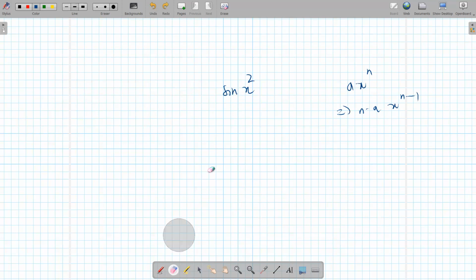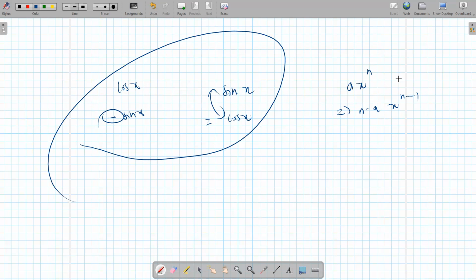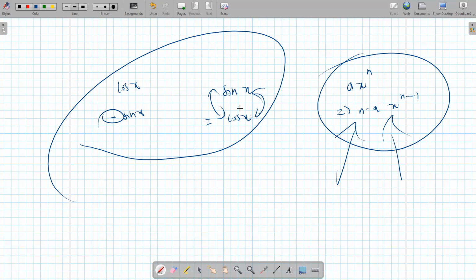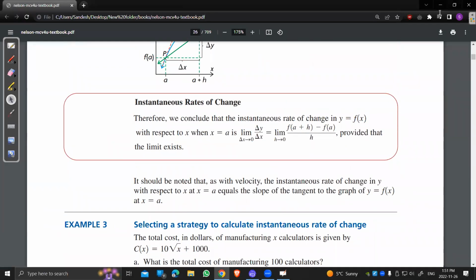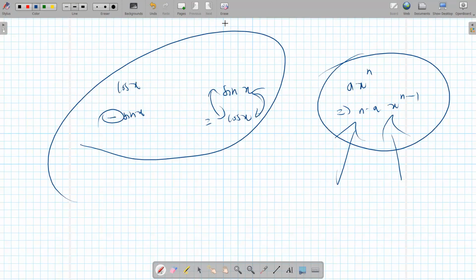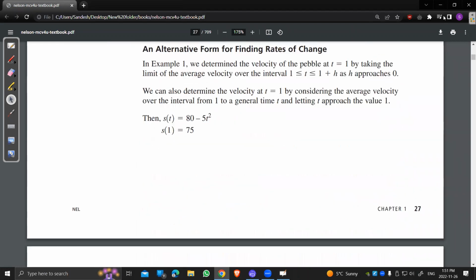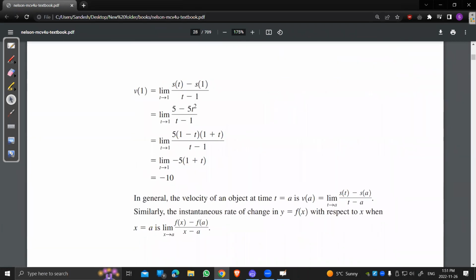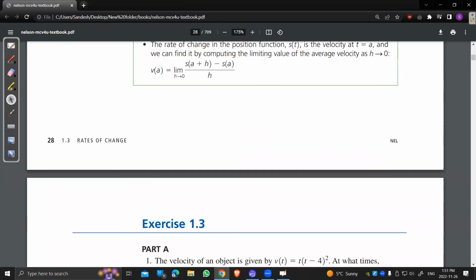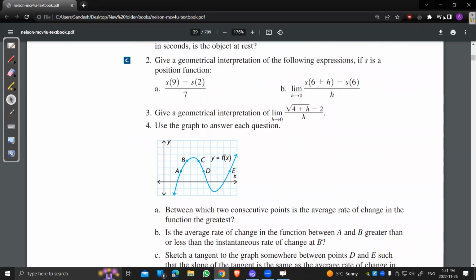You want to know what's the derivative of sine x? It's cosine x. Boom, boom. We'll get to trig functions later. We always start with polynomials because the rule is very simple. The way they found it was by using this formula right here, and it's trickier than it looks. We're not going to worry about that for a while, but there you go. That's IROC and AROC, okay?